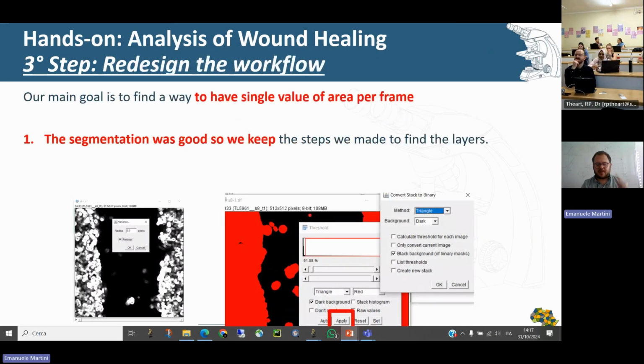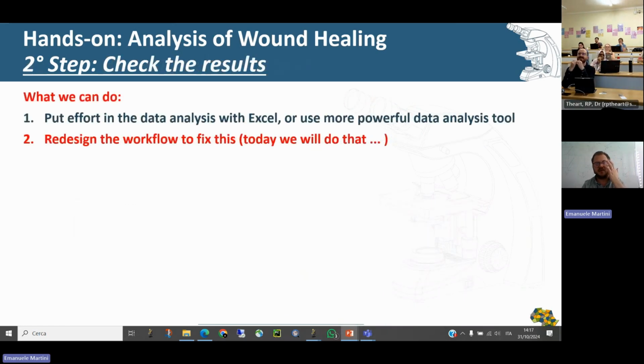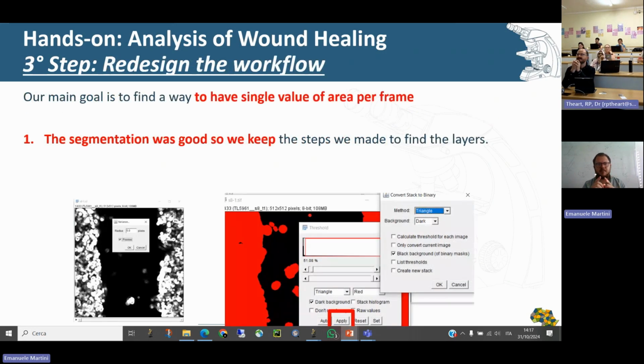There will be 100 ways to fix this problem, I'm telling you, to have a single value for each frame, for each time point. We will do one of them, okay? But the important thing when you redesign a workflow, like what we are doing now, so we have a workflow that was working quite well, but not perfectly, you have to think what is good and what was not going well.